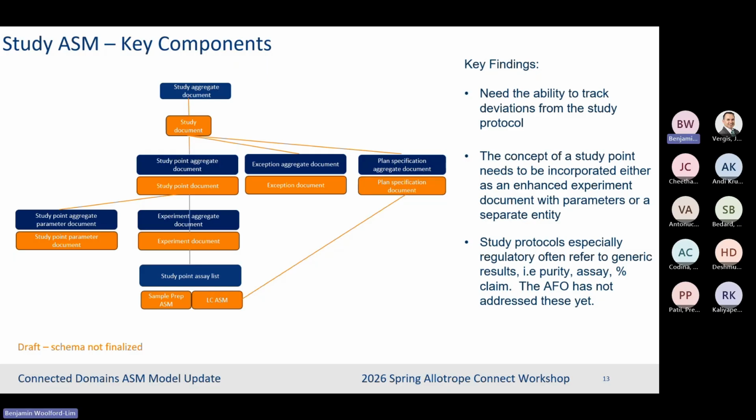And then the other thing that jumped out was that study protocols, especially coming from regulatory agencies, don't talk about the area percent of the peak that has the role of main component. They say it's purity or assay, right? And so we probably need to have some linkage between the terms that are coming off the instrument and what you're actually putting in a report.